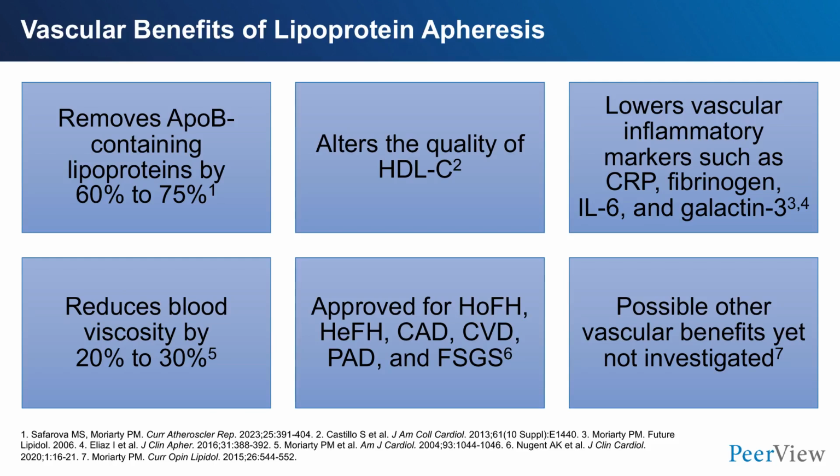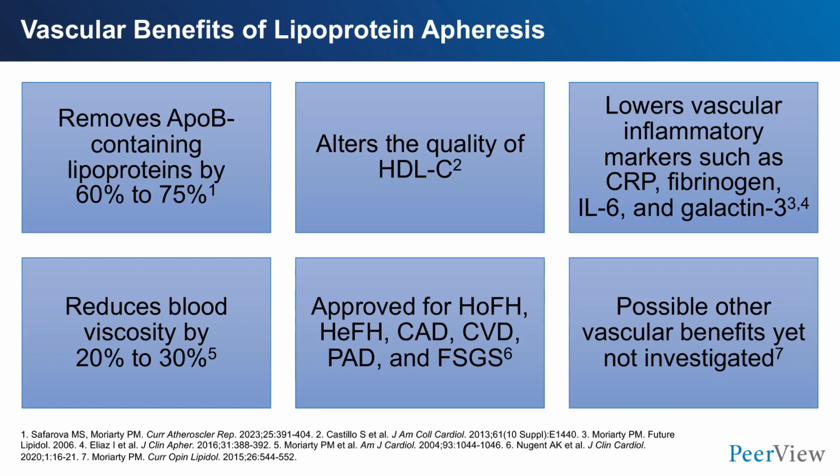And besides just lowering these lipoproteins that apheresis does, it also has effect on other parts of the vascular system. It reduces blood viscosity by 20-30%. So blood being a non-Newtonian fluid, unlike water and plasma, a higher viscosity can affect the resistance to flow of that blood. So I tell my patients we're changing the blood from like ketchup to tomato juice. It also alters the quality of HDL, which I'll go into shortly.